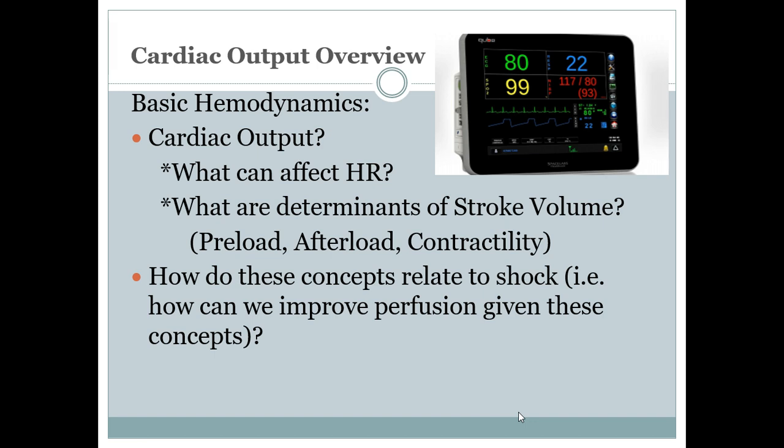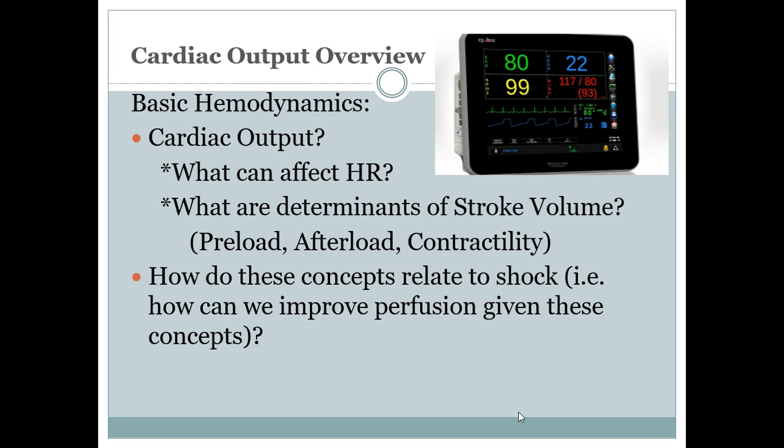Afterload. This is the amount of resistance for blood to flow, or the amount of pressure the ventricle must overcome to eject its contents. So this is also called systemic vascular resistance, or SVR. We just talked about that. Increasing afterload makes it harder for the heart to eject blood into our circulation. Vasodilation decreases afterload, whereas vasoconstriction, remember sympathetic nervous system stimulation, increases it.